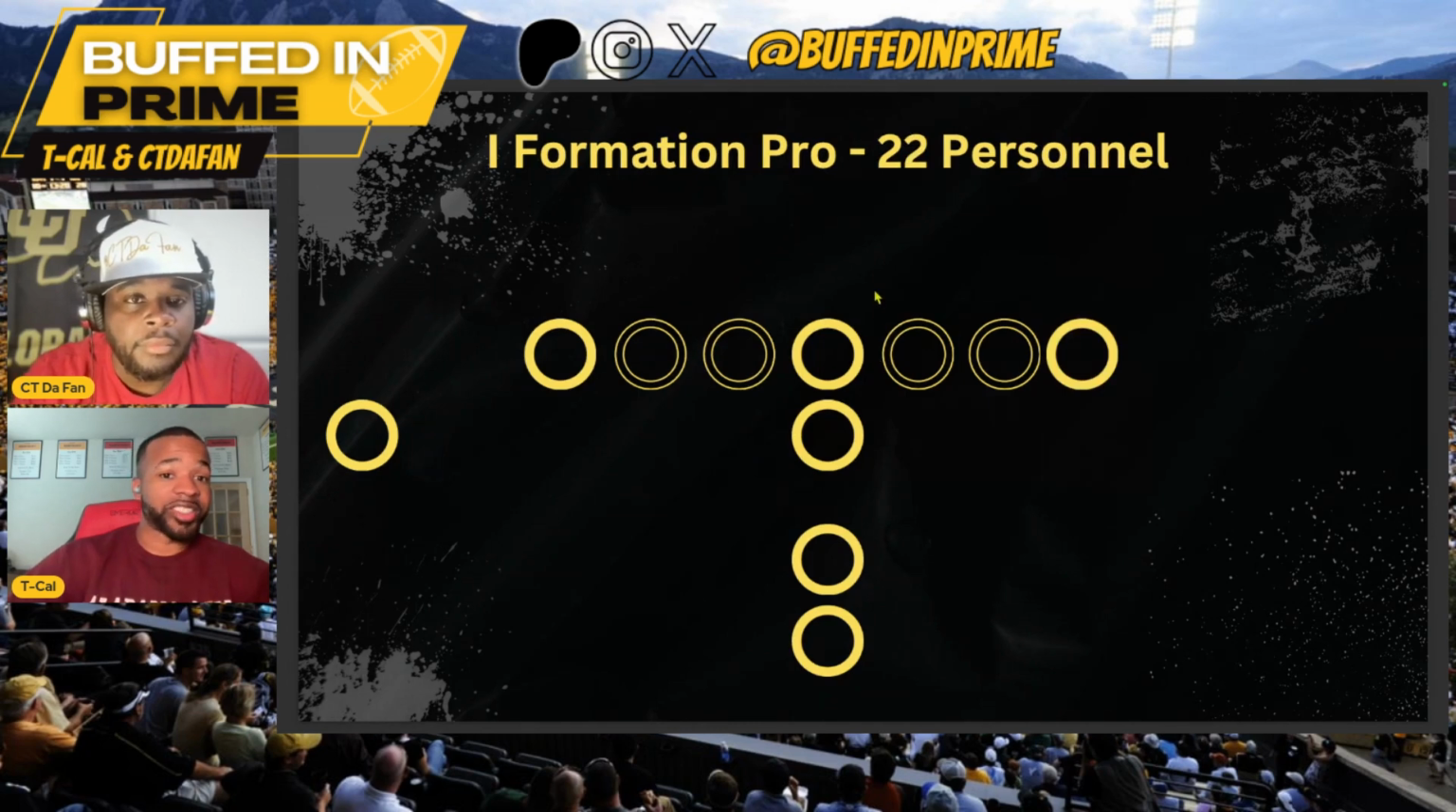And here's I formation 22 personnel. So now we added another big blocker in. So we have 2 running backs, 2 tight ends. If they're in this formation, there's a good chance they're going to run the ball.